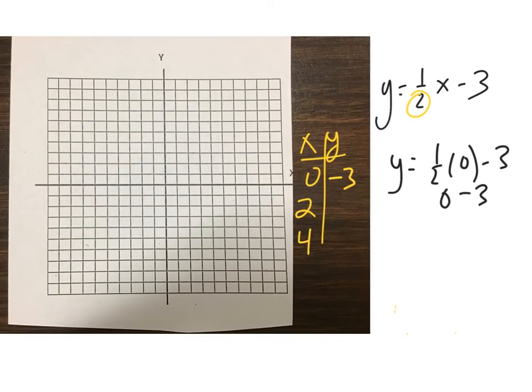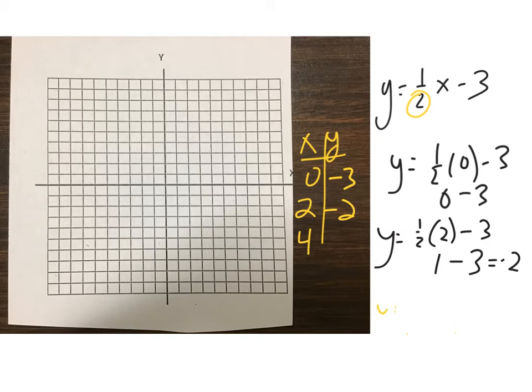If I plug in the 2, y equals 1/2 times 2 minus 3. And we said 2 times 1/2 was 1, right? Or think of it as half of 2, that's 1. Minus 3, that's -2. So there's our second point, 2, -2.